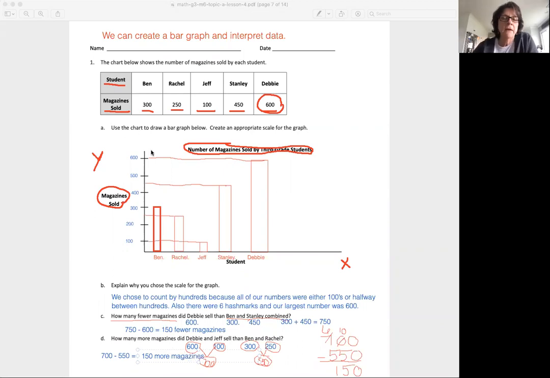All right, boys and girls, there is your first page from problem set 4. If you need to, watch the second video to help you complete page 2.